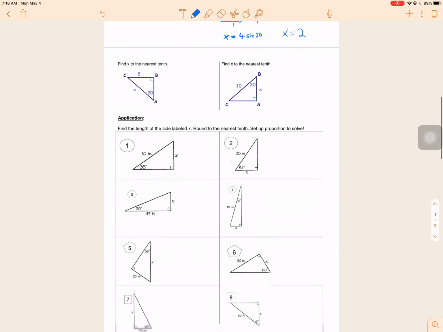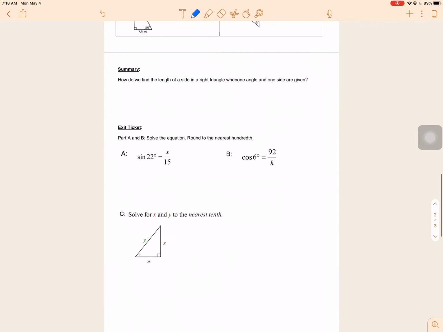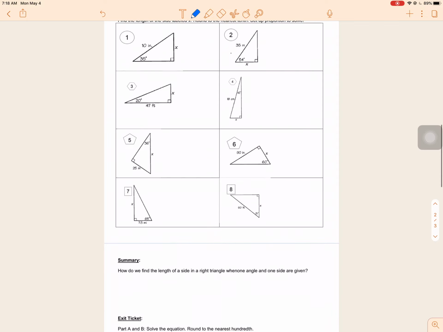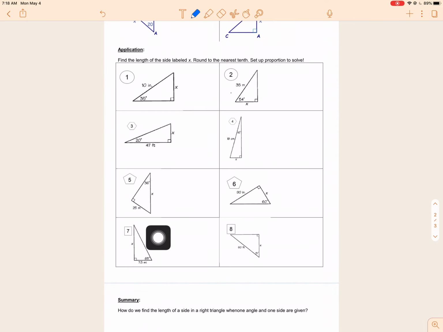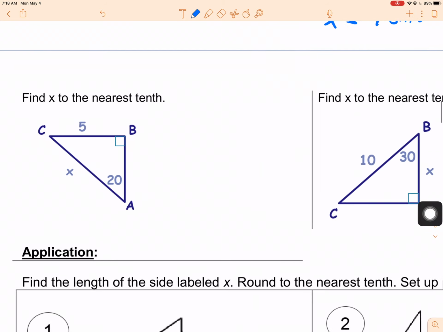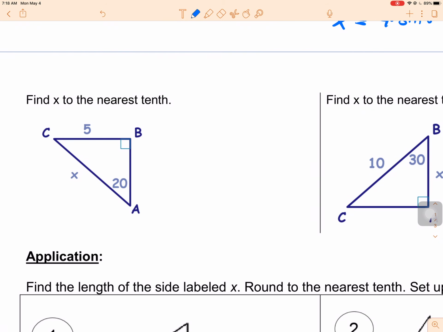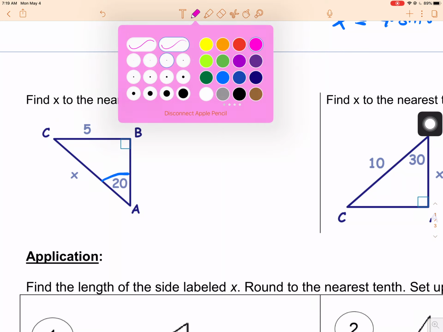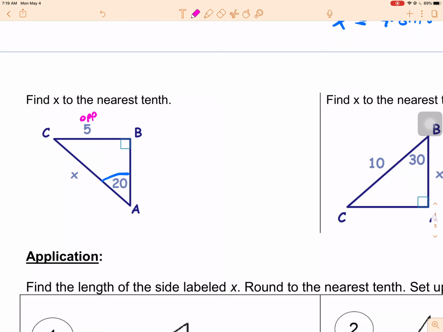Okay, so I'm going to practice a couple with you guys, and then I'll leave the rest of the sheet for you to work on. For homework tonight, I want you to fill in the beginning of the lesson and then do up to number 8. I'm going to do a couple with you guys up here. Here's our angle. Step 1, label the sides. 5 is opposite, and across from the right angle is the hypotenuse. So the one we're not using is AB.